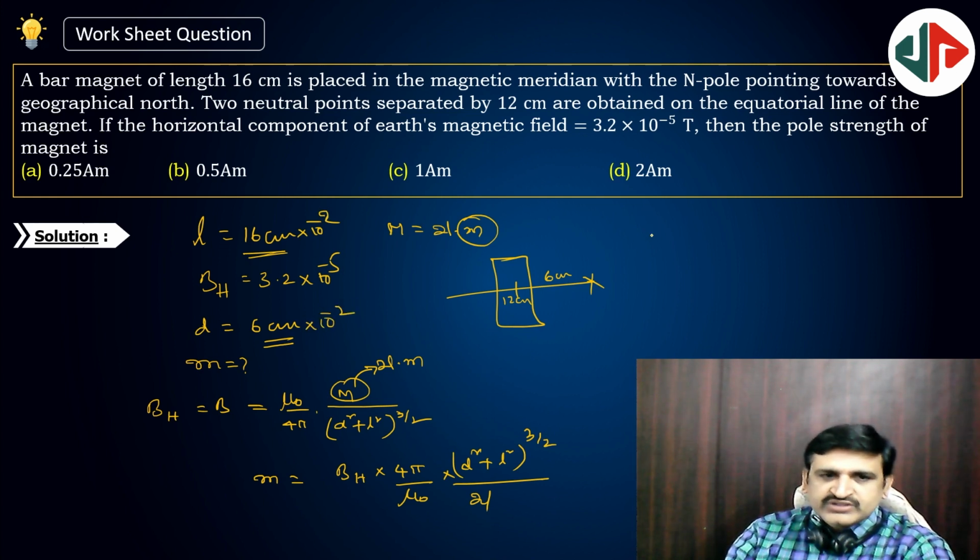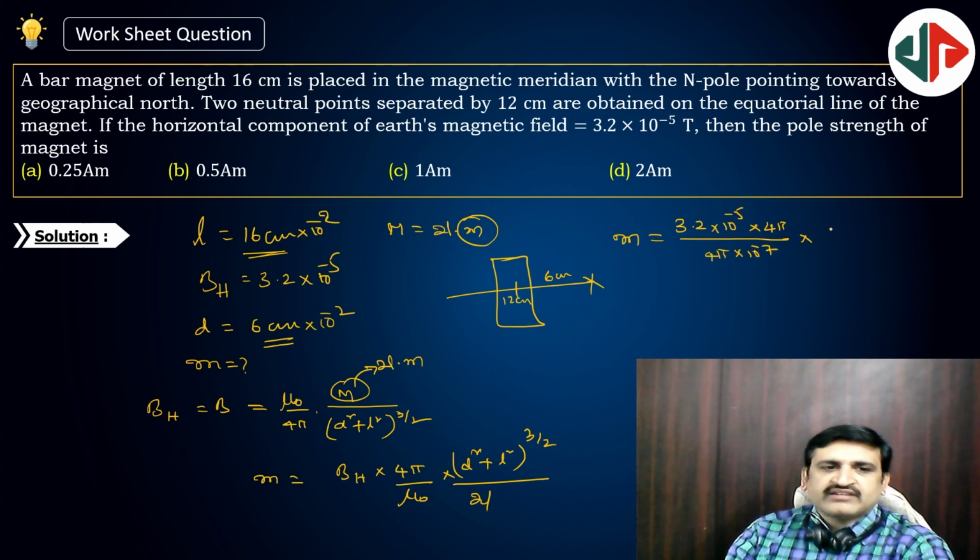Then that substitution also I'll write, so that you can feel somewhat comfortable. B_H is 3.2 into 10 to the power of minus 5, 4 pi by mu naught, 4 pi only here. Here mu naught value is 4 pi into 10 to the power of minus 7, into d square, d is 6 into 10 to the power of minus 2, d square plus L square, L equal to, a bar magnet of length 16 centimeter. That means 8 only you have to write.